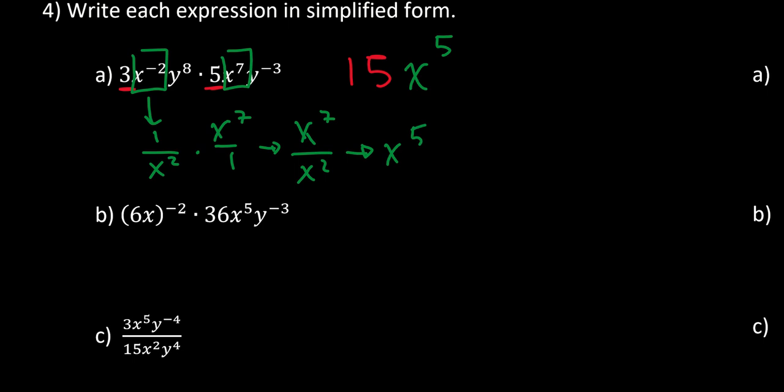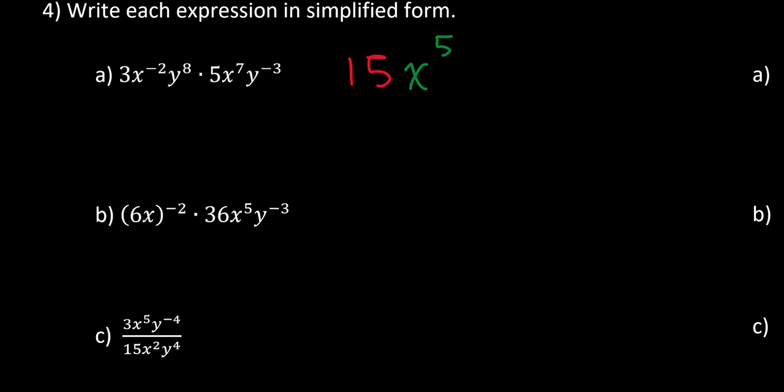So lots of ways you can see that, but I end up with 5 factors of x, and they all live in the numerator. And then the final thing that I have here as part of this answer is the y's. I've got a y to the 8th and a y to the -3rd. That's simply going to be y raised to the 5th power. So my answer there is 15, x to the 5th, y to the 5th.